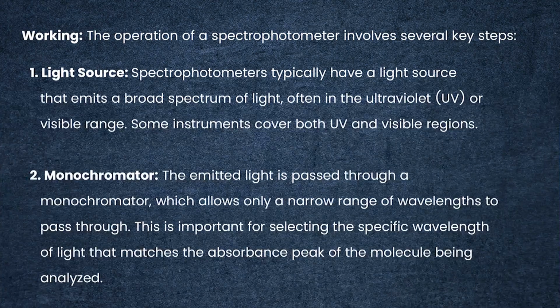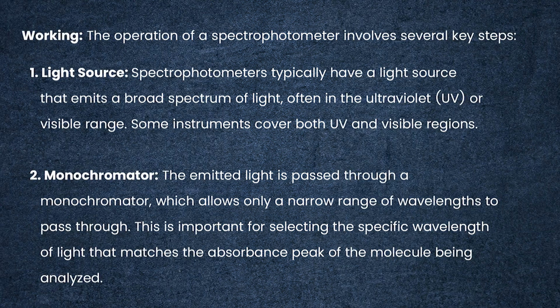Talking about the working, the operation of a spectrophotometer involves several key steps, and there are a few important parts of the spectrophotometer I should first discuss. The first is the light source. Spectrophotometers typically have a light source that emits a broad spectrum of light, often in the range of UV and visible. Some instruments cover both the UV and visible regions, and some only cover the visible region or sometimes the UV region.